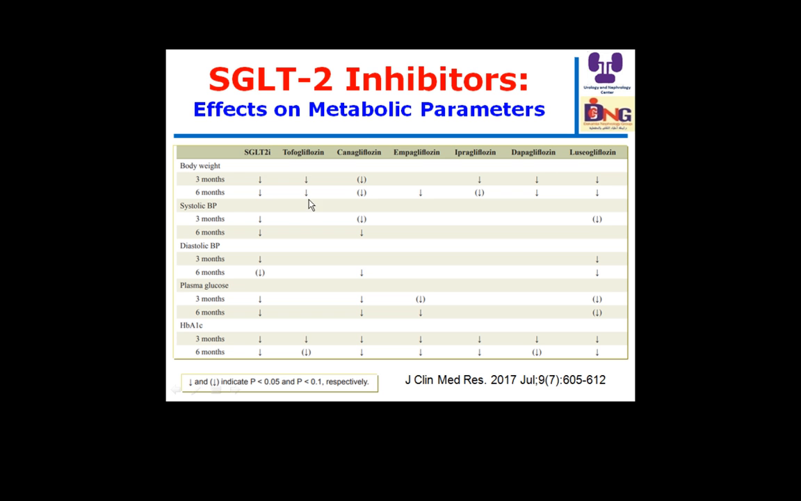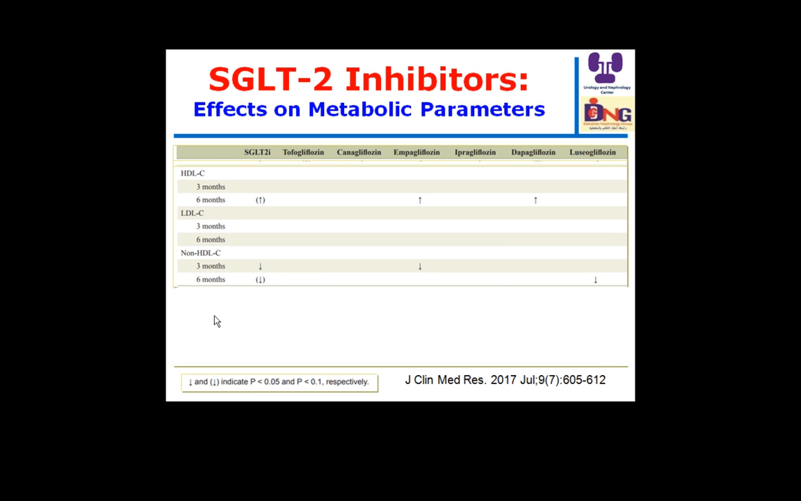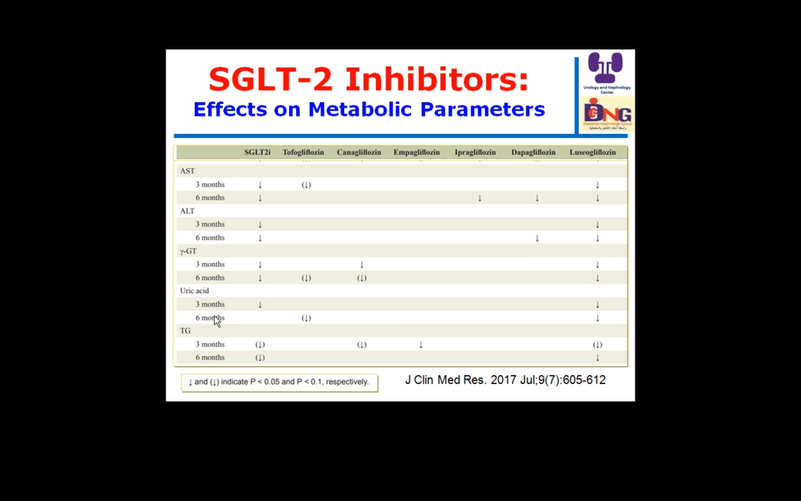If you fix the slide and look at body weight, systolic blood pressure, diastolic blood pressure, plasma glucose, A1C, AST, ALT, GGT, uric acid, triglycerides, HDL, LDL, non-HDL, you'll find that sodium glucose cotransporter 2 inhibitors are either metabolically friends or don't affect it adversely. So either they are beneficial or don't lead to any change. So this means that the use of sodium glucose cotransporter 2 inhibitors in the metabolic profiles is friendly and beneficial.